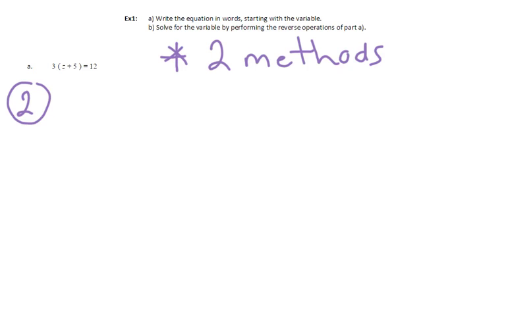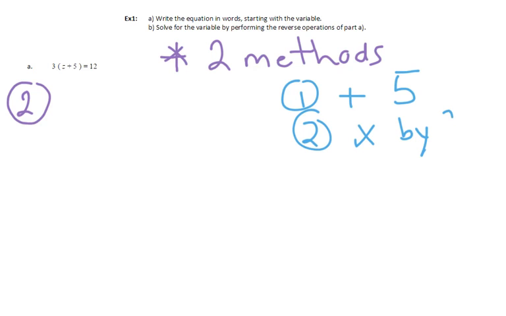Let's go ahead and look at the second way to solve this equation. So we have the same example, 3 times z plus 5 equals 12. If we do not use the distributive property here, we could still write the equation in words starting with variables. So if we start with z here, the first thing that we have to do to z, because it's in the brackets, is add 5. So that is the very first thing. I'll write it over here. Number 1, add 5. The second thing that we have to do here, so once we've added 5, is then multiply by 3. So the second thing, multiply by 3.